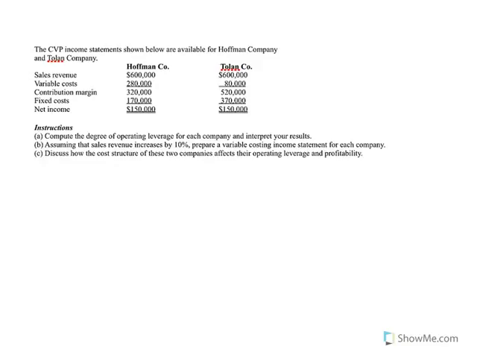In these problems, we're going to examine the difference in capital structures for companies and what that means in creating what's called operating leverage. In this problem, we have the CVP income statements for Hoffman Company and Tolan Company. Notice they both have the same amount of sales, $600,000, and they both have the same net income, $150,000 and $150,000. But their cost structure is different.